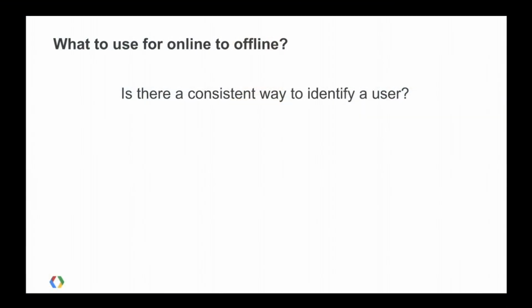So let's look at how we do this. How do we actually implement something like this using what we know about the measurement protocol and the client and user ID? So the first thing we want to do is step back and think about the user ID and this client ID concept. So which one should you use to implement online to offline? There's two things to think about.